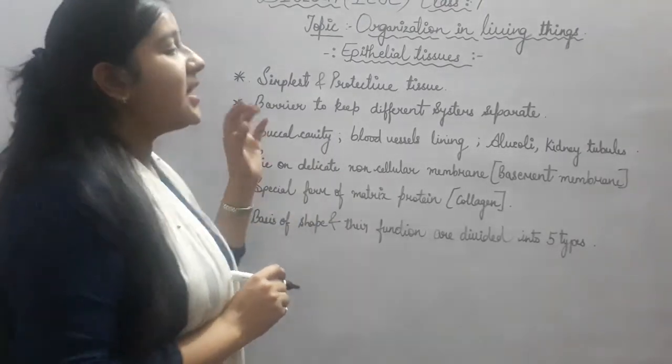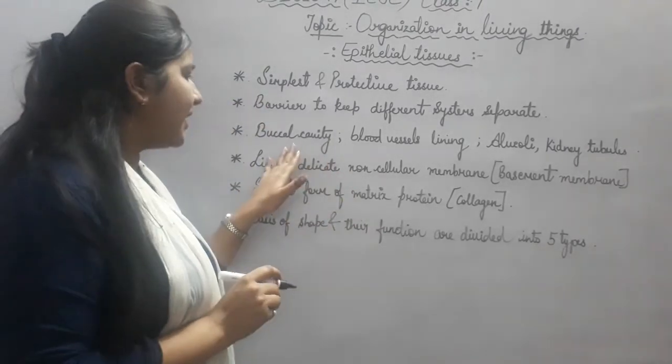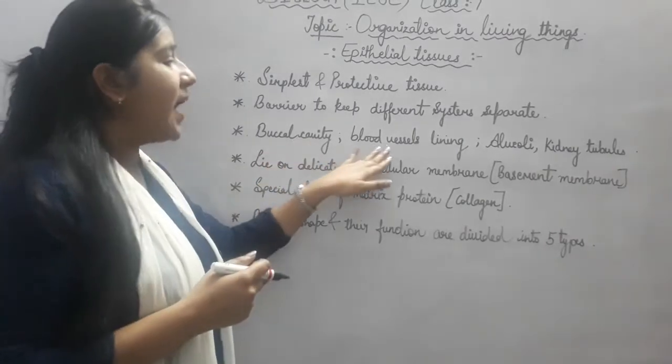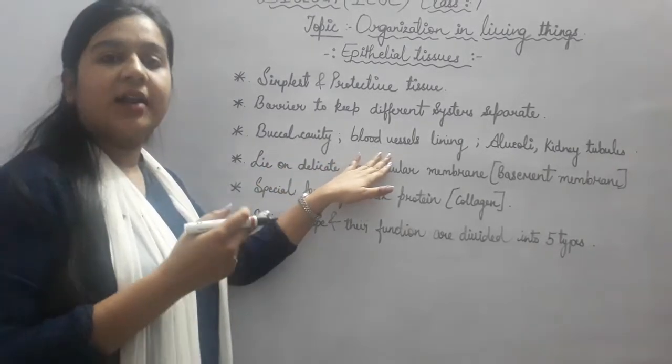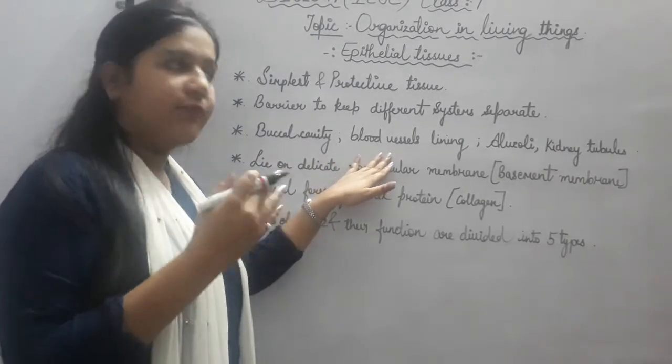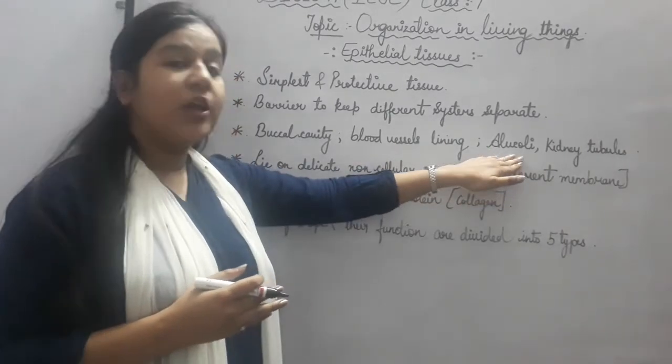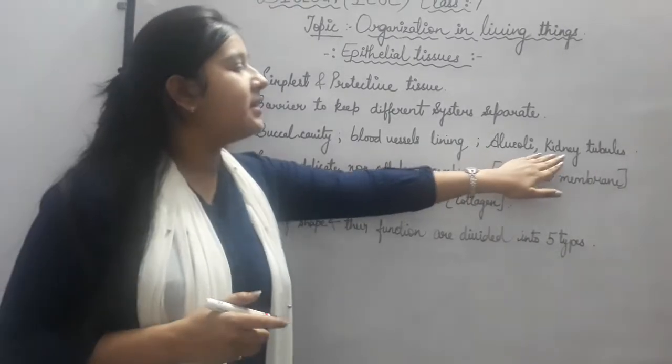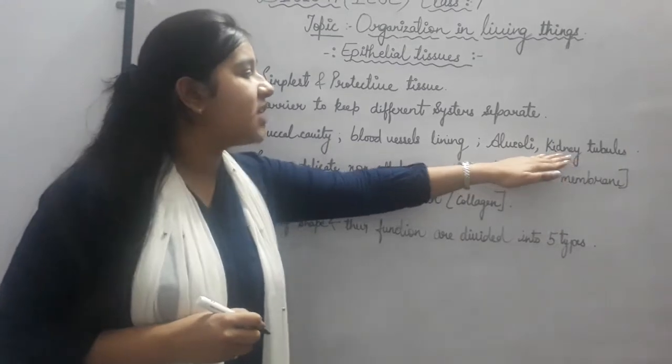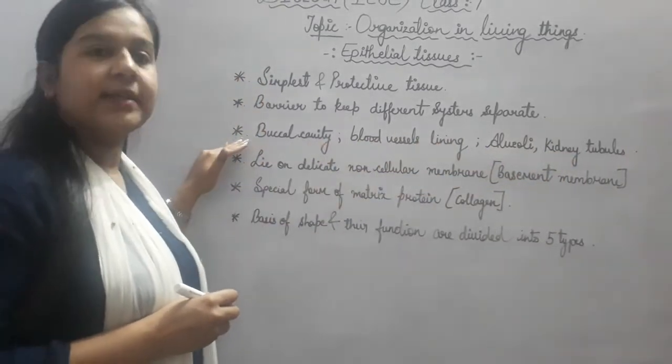Third, they are generally present in the buccal cavity, the mouth part, and in the lining of blood vessels. Blood vessels are arteries and veins through which our blood flows. Alveoli are present in our lungs, and there are the kidney tubules. They generally form the lining of these parts.